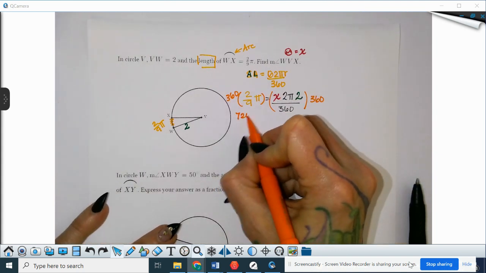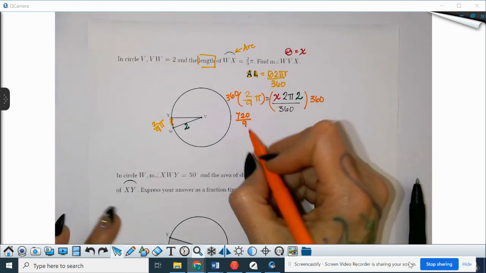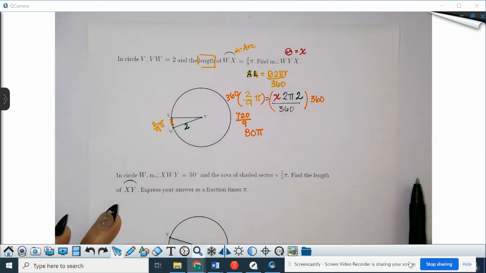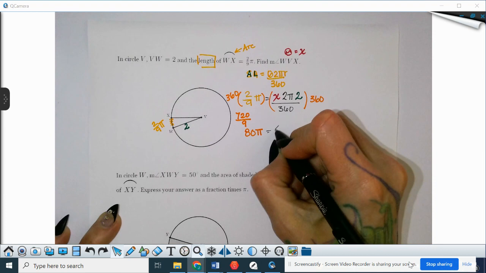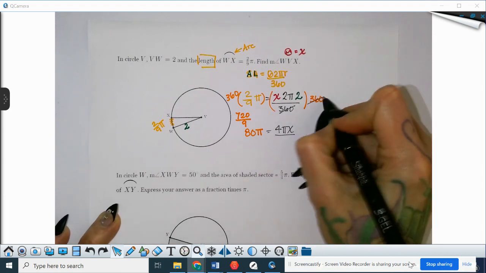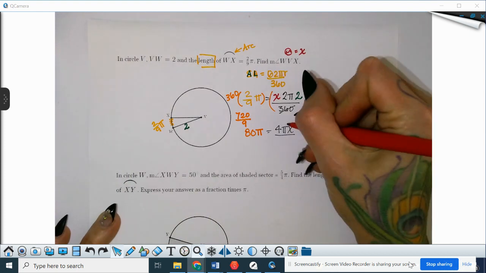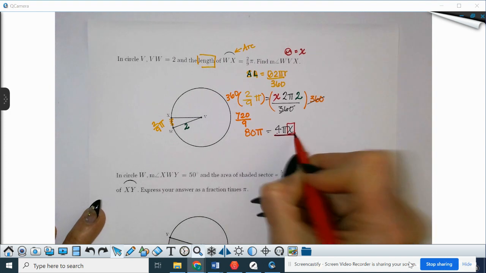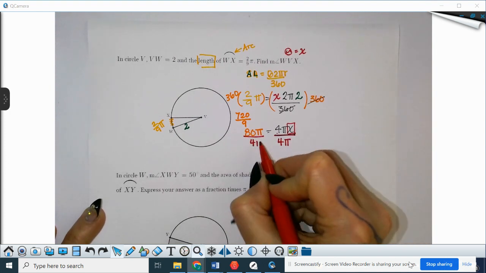So 720 divided by 9. We'll go ahead and divide that by 9, and then we're going to add our pi back. So it's going to be 80 pi equals, and we have 2 times 2, which is 4. So 4 pi x over, those are gone. Done. 4 pi x. So you are trying to get your x or the theta by itself. So it's 4 times pi times x. So the inverse of multiplication is division. And we're going to divide by 4 pi.